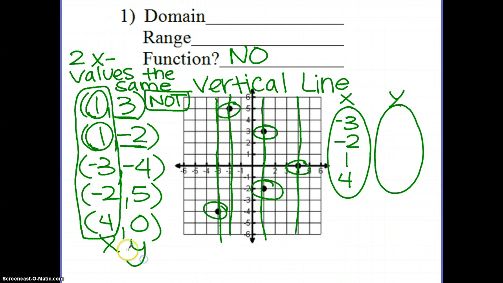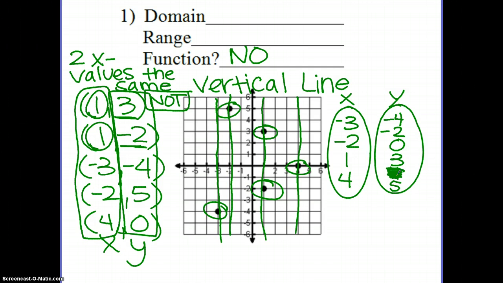Then we list the y values. So we look at this column here, and we list them small to big again. So negative 4, negative 2, 0, 3, 4, and 5. Oops, I think just 3. There's no 4 there. I was thinking about the negative 4.